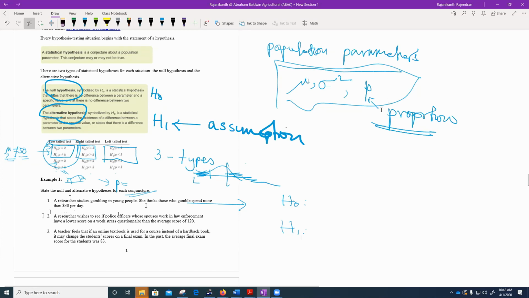Okay, so then what is her guess? Her guess is she's thinking that the mu is more than 30, right? That means your assumption is always going to be your H1. So mu more than, meaning bigger than 30, right? Then of course your null hypothesis is always the equal sign. So this is the setup for the first one.